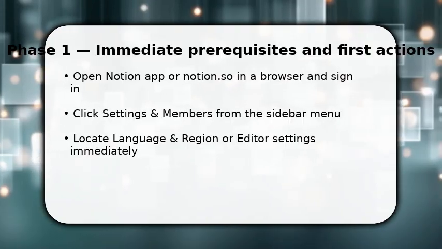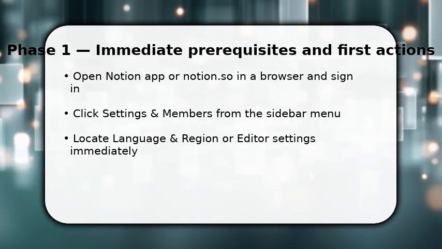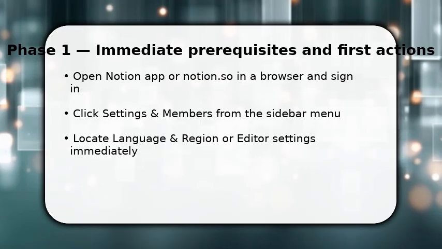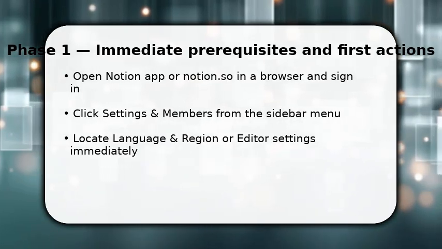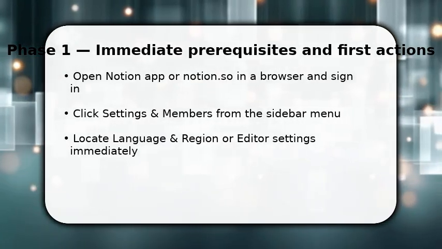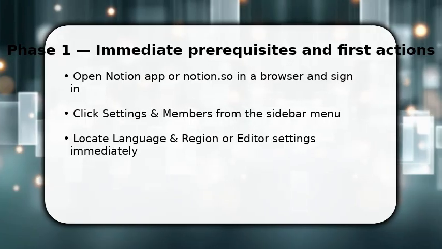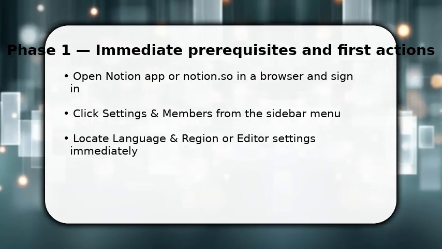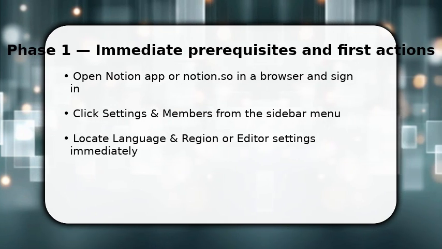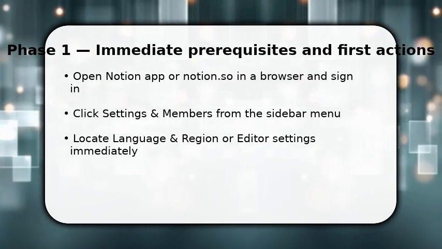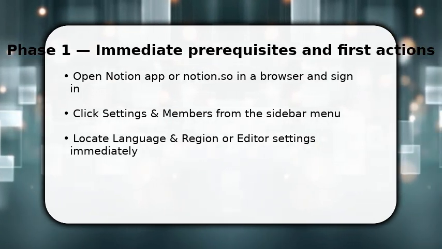You do this because spell check controls live in regional and editor preferences. Changing them globally prevents repeated toggles per page. Make sure to pause if settings takes a moment to load. Then find Language and Region or Editor Settings. This is the first actionable step to disable spell checking across your workspace.